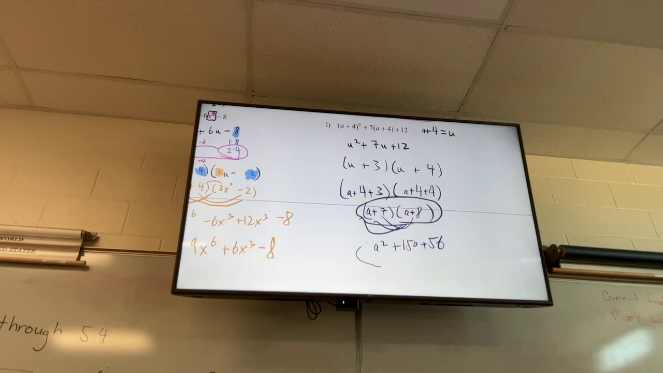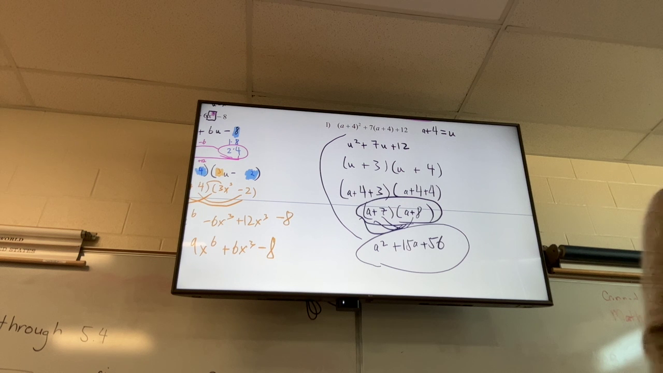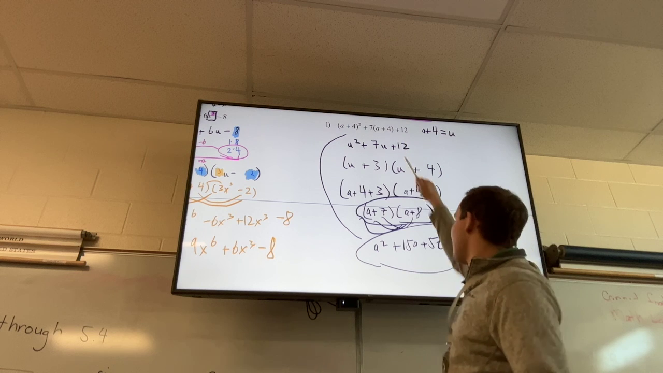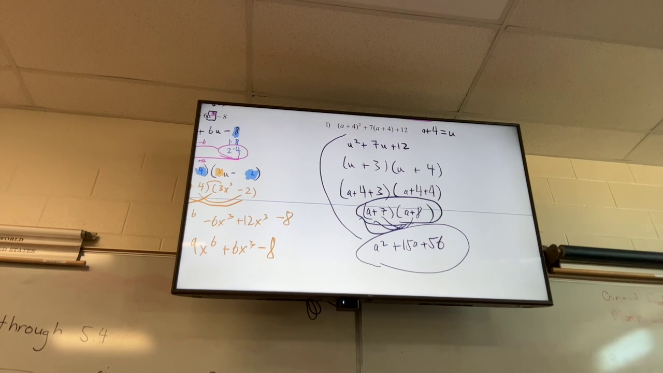Why is that? Why doesn't this look like my original problem? Because your original problem isn't factored. Yeah, the original problem is not. If I actually expanded the original problem all the way back out, I would get that, okay?